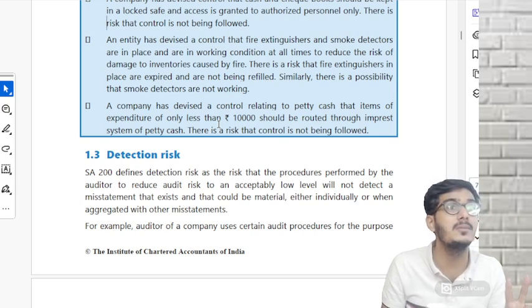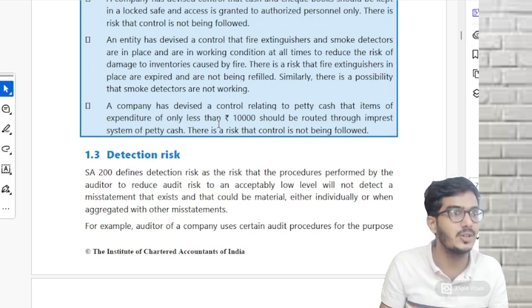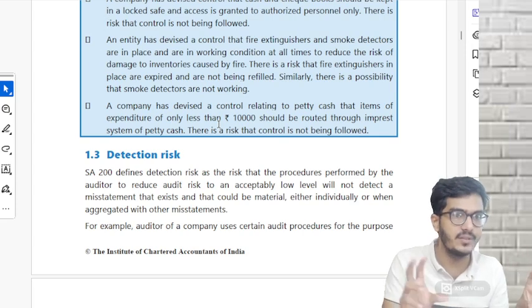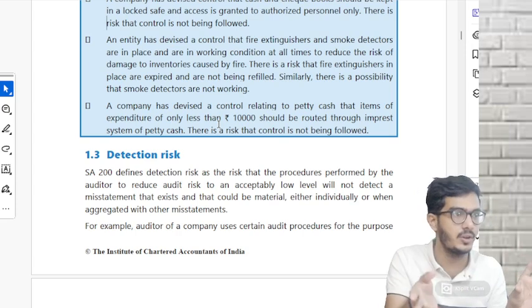There are two reasons for detection risk. One is sampling risk, one is non-sampling risk. What is sampling risk? You know, does the auditor do 100% checking? No, he does it on a sampling basis. So 100 items are there. We checked 50. 50 we did not check. But in the 50 which we checked, we made an estimation of the other 50 also.